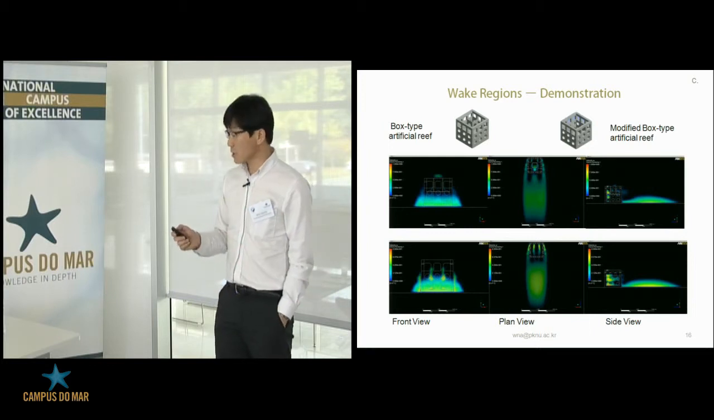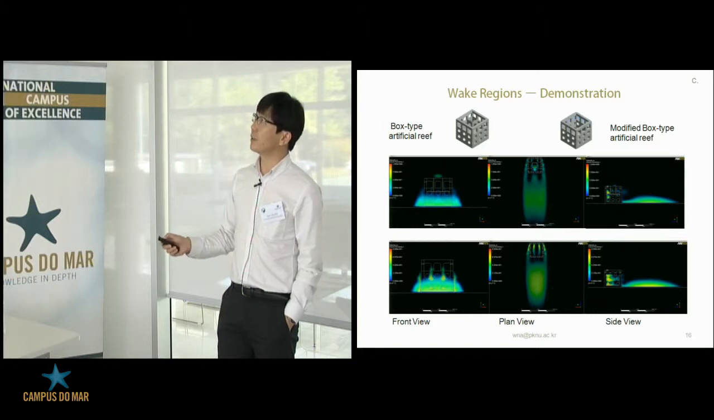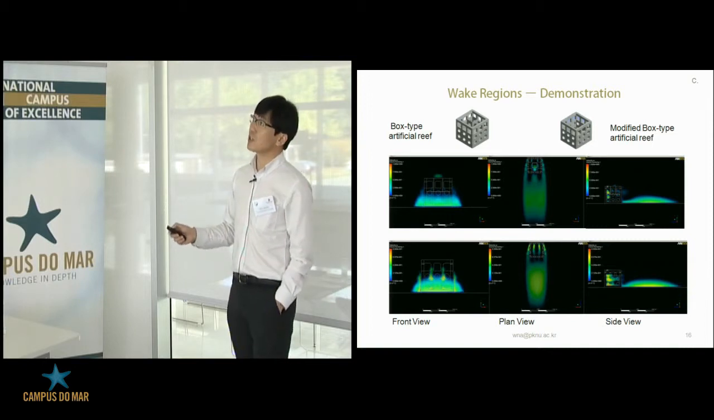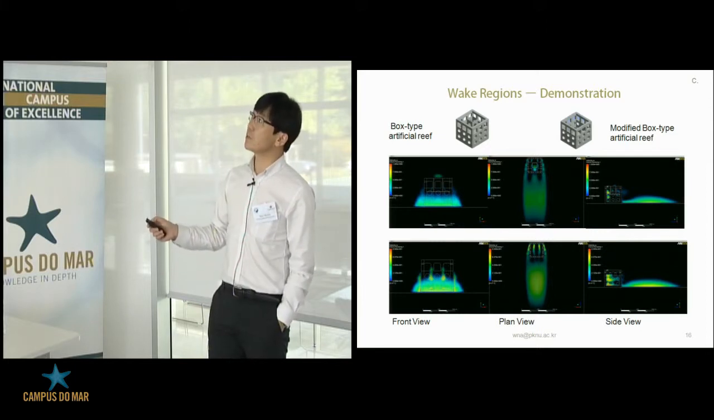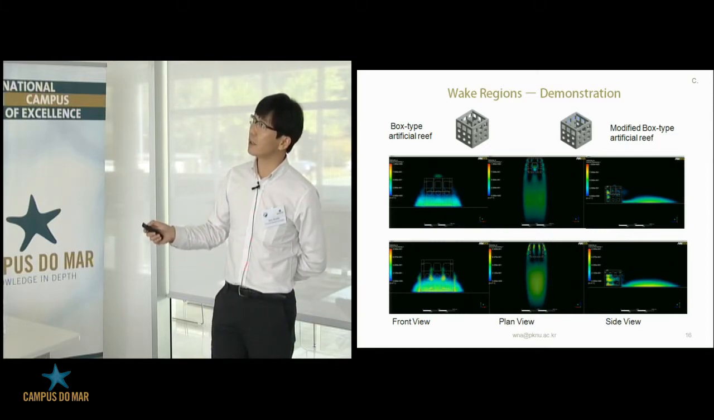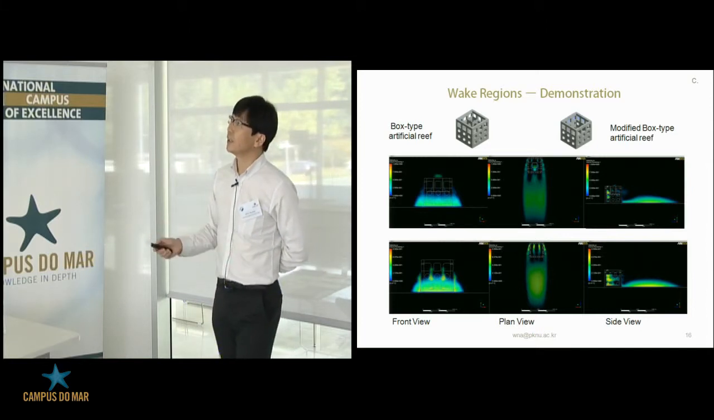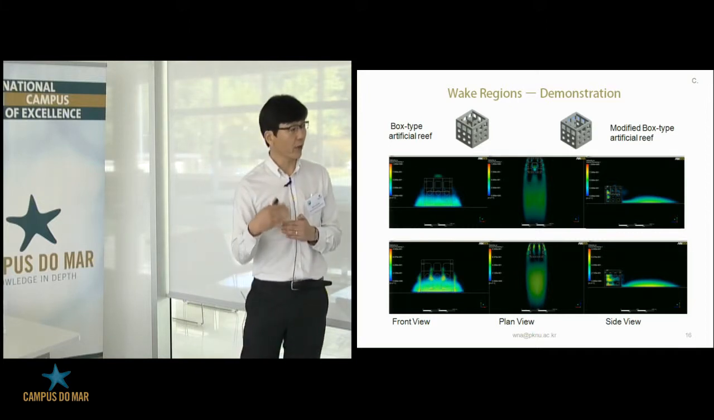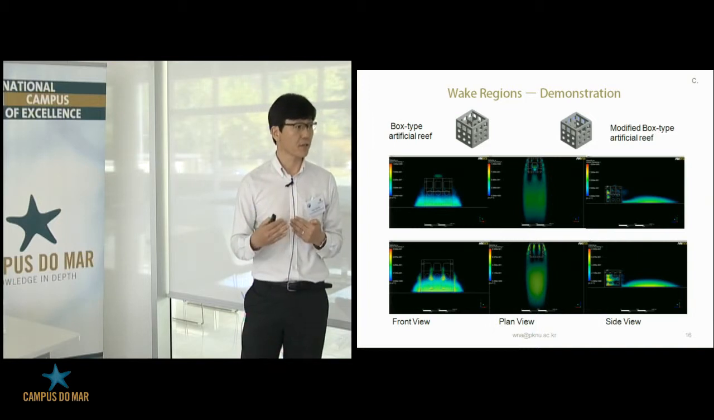This slide shows the wake region profile. The first one is the box type, and the second is the modified box type. These are all constructed of reinforced concrete structures. But the difference between these two is that the first one has a steel box inside, and the second one does not. This one shows the front view, plan view, and side view. You can see the wake regions are very similar, but you can also observe some differences.